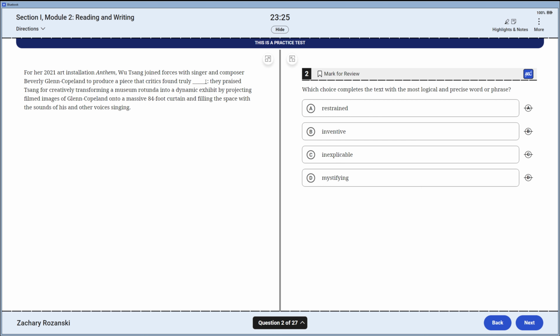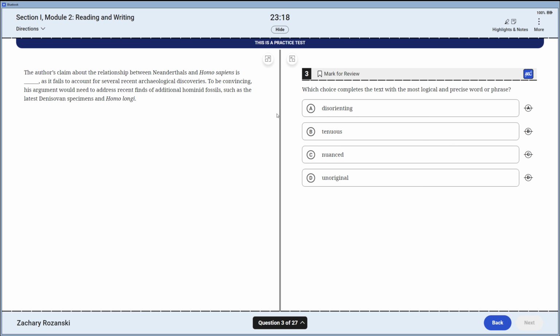I've got another colon, which is awesome. They praised the thing for creatively transforming. Creatively transforming, which is inventive, is going to be the synonym for that. My signal element is going to be as, fails to account for. It's tenuous at best, right? It's not good. It's a lose-a-little idea.